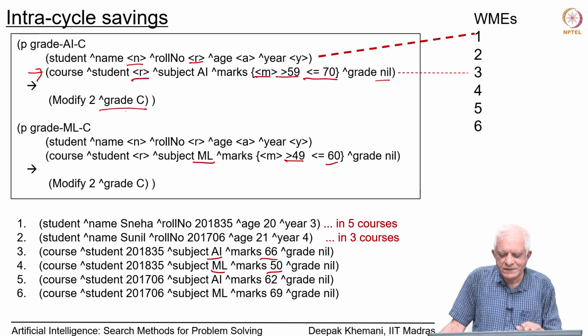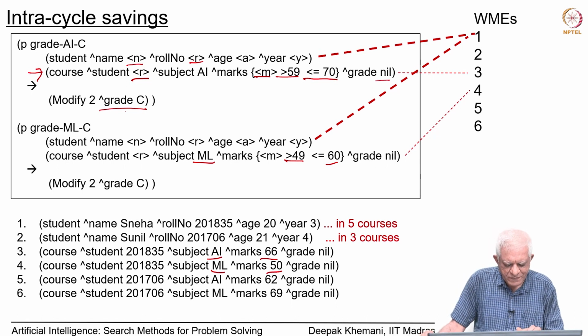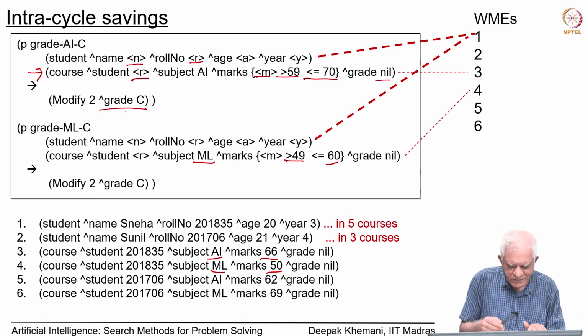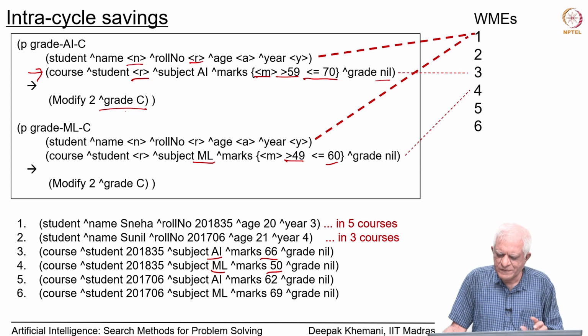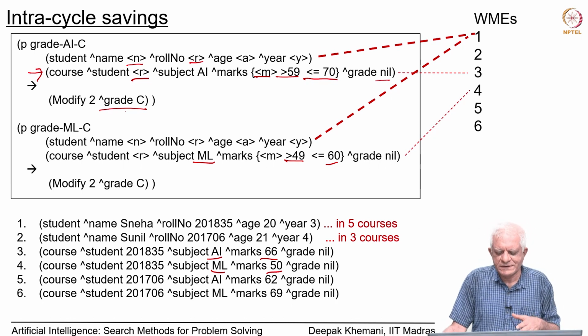Now, because 66 is between 59 and 70, it matches that second pattern, and the first pattern matches this, and that will go into the conflict set essentially. But it so happens that the second rule also matches for Sneha. Sneha has got, as you can see, 62 marks, 50 marks in ML, which is between 49 and 60. So, both these rules will match. In fact, for every student, for every course, some rule will match, because every course that they are doing, they would get 1 grade somewhere, and so there would be some rule matching that 1 grade.